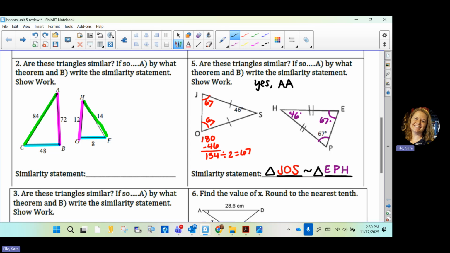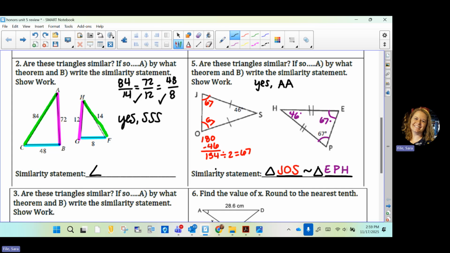So I'm going to set up all of those ratios and make sure that they are equal. It doesn't matter if you do the big on top and then the small, as long as you're consistent. So I could do 84 over 14, 72 over 12, and 48 over 8. Or I could flip all of those, but I'd have to make sure all of them were flipped. When I check each of these, 84 divided by 14 is 6, 72 divided by 12 is 6, and 48 divided by 8 is 6. So those are indeed all equal. The answer is yes, they are similar by side, side.